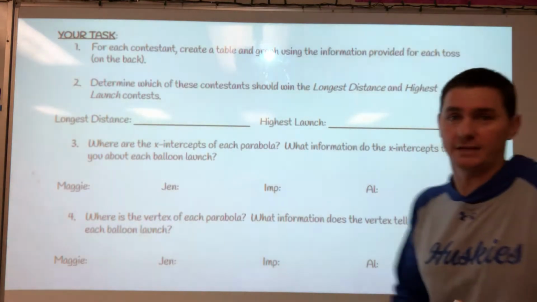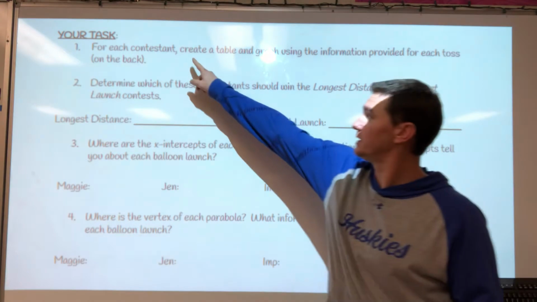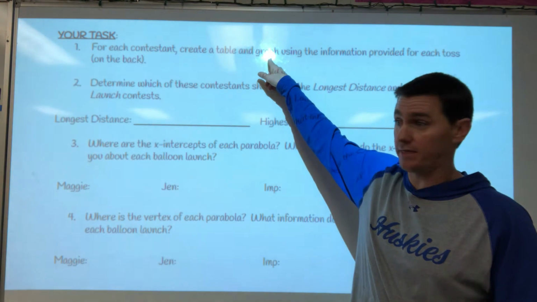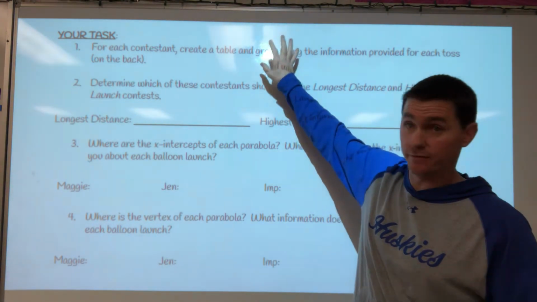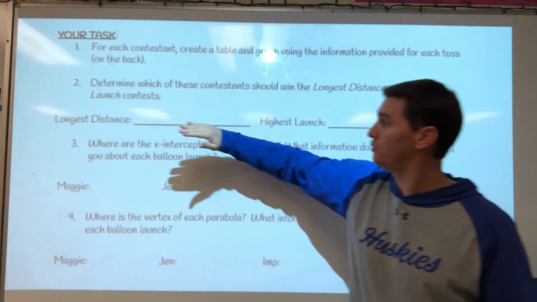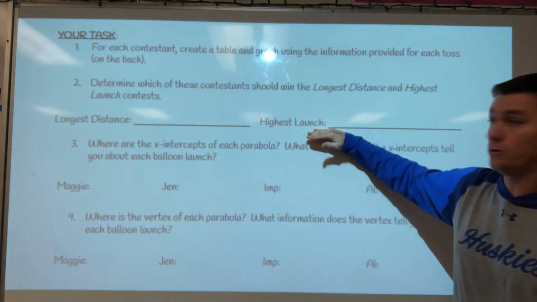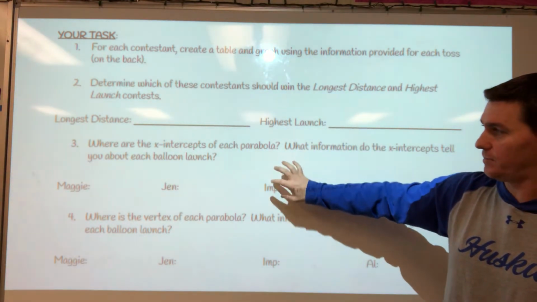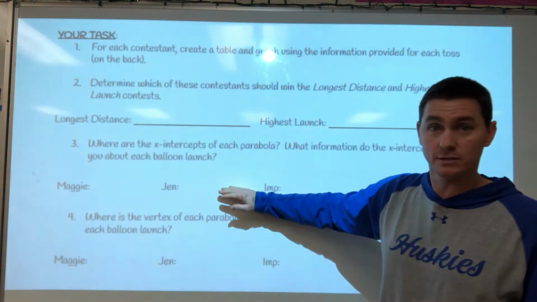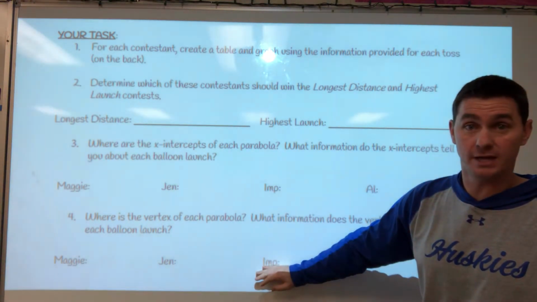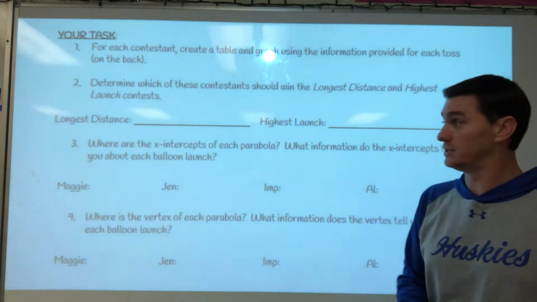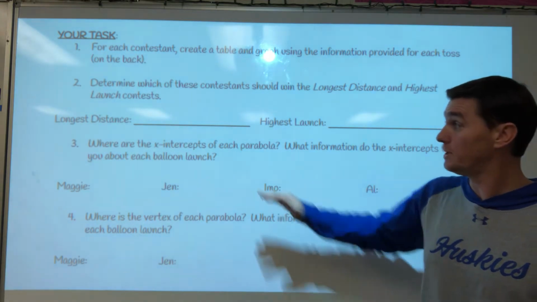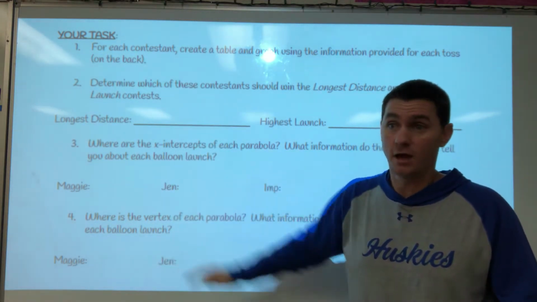All right, here's your task. Here's what you're going to do with your team. For each contestant, you're going to create a table and graph. You'll do that on the back of this paper using the information we just read. You also want to find who launched their water balloon the longest and who had the highest water balloon launch. Once we've figured out all that, you're going to come back to this side of the paper, questions 3 and 4, and find the x-intercepts for each launch, as well as the vertex from each launch. So ultimately what we're after is, from an equation, from a graph, from a table, from a situation, we should be able to find the x-intercepts and the vertex from each of those.